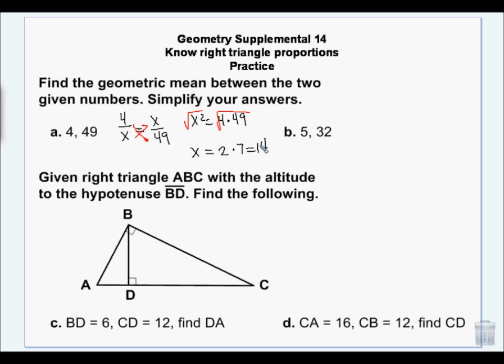It required less work on my part because I didn't have to multiply 4 times 49 and then take the square root of that. Because I knew 4 was a perfect square and 49 was a perfect square, I just took the square root of each individually and then multiplied them together. Does that make sense? Okay, now here that won't really work. So I have 5 over x is equal to x over 32. So x squared is equal to 160. Take the square root of each side.